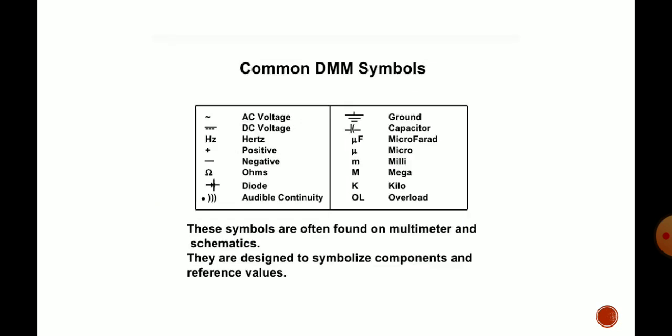Common digital multimeter symbols. AC voltage, DC voltage, hertz. Hertz मतलब होता है frequency. Positive, negative, ohms, diode, audible continuity. Ground, capacitor, microfarad, micro, milli, mega, kilo, overload. These symbols are often found on multimeter and schematic. They are designed to symbolize component and reference value.